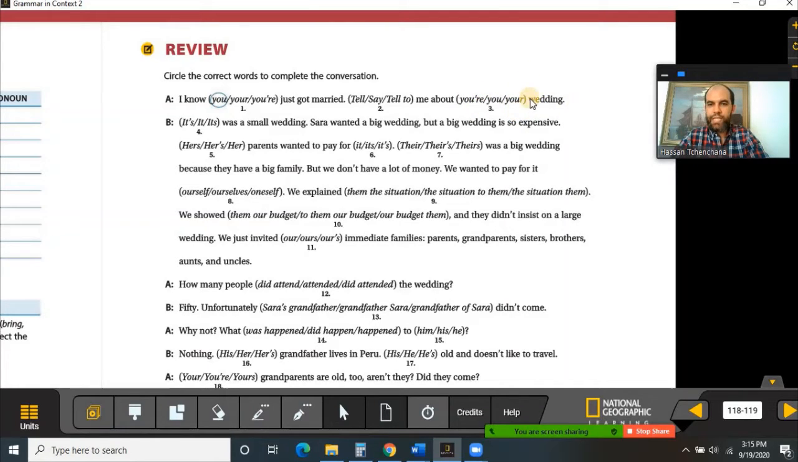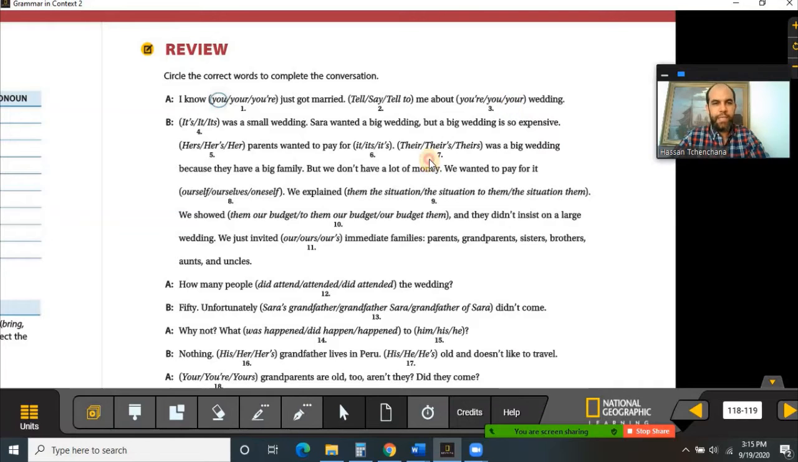Wedding is a noun, therefore we need a possessive adjective, which describes a noun. Now, which one is a possessive adjective? You're is not a possessive adjective. This is a subject and a verb, so it doesn't work. You is a subject. It doesn't work, it cannot describe wedding. What remains is your. Your is a possessive adjective, therefore it is the correct answer.